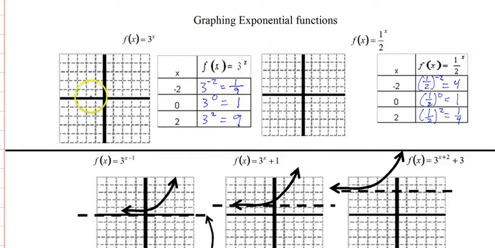You have negative 2, and then 1/9. And then you have 0, and you have 1. And then at 2, we have 9, which is off the charts up here. So when we graph it, it looks like that. That's what an exponential looks like.